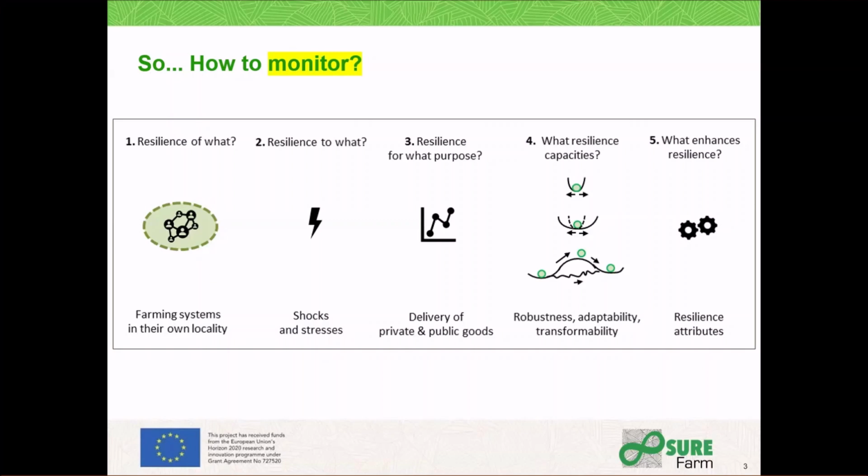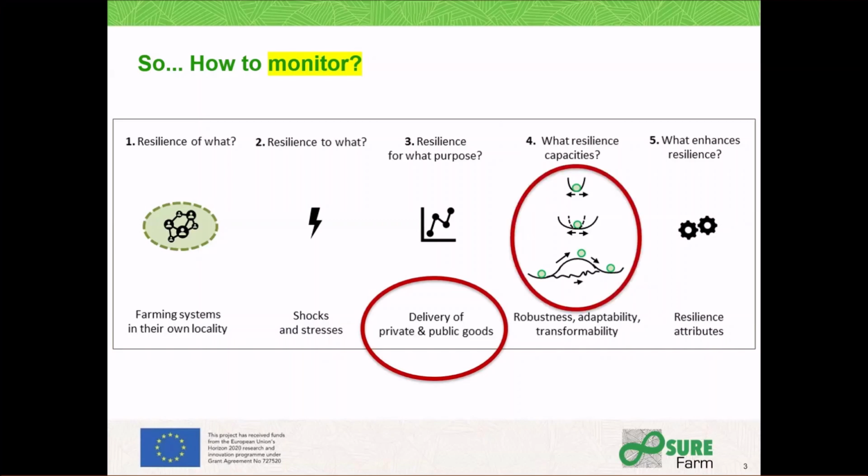So what of these can you monitor, measure, assess, maybe even make alert systems for? Obviously that is how well the delivery of private and public goods is going. How is that performing? Not only income and food production, of course, but also other public goods that are relevant. What are the capacities that we see? Is it only robustness, or is there something more underneath the skin, so to say? Then you can also measure resilience attributes, and that is actually a very interesting yet also quite complex part of monitoring resilience. I'll come back to that.